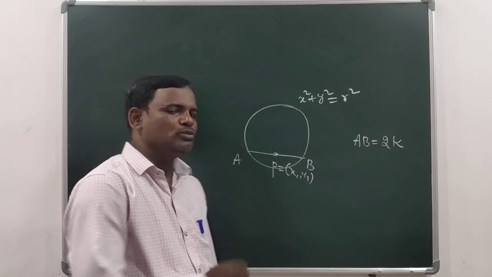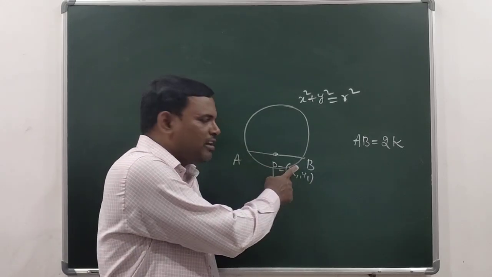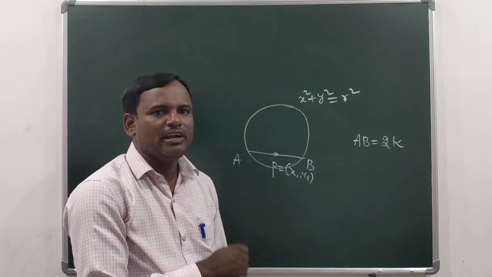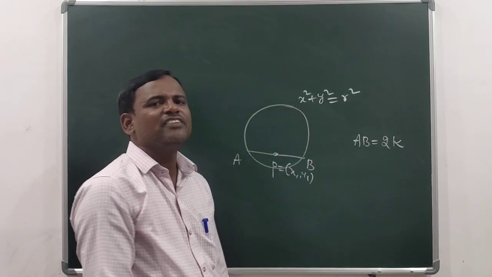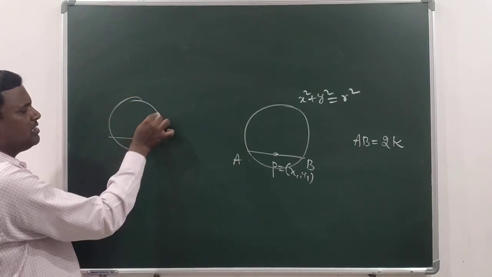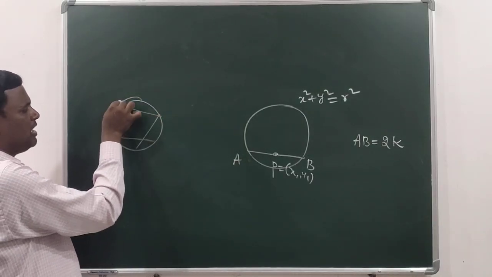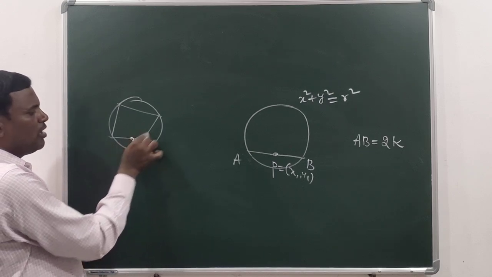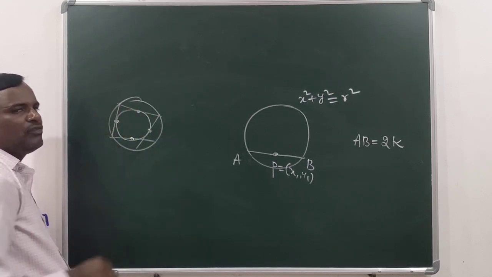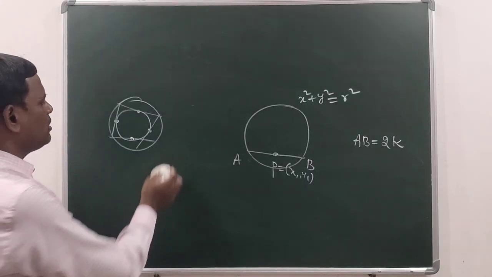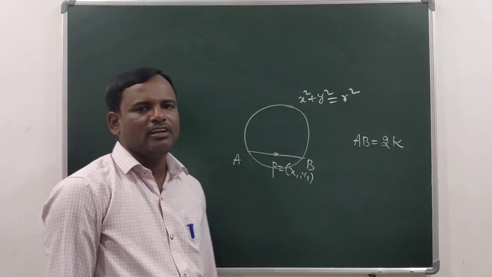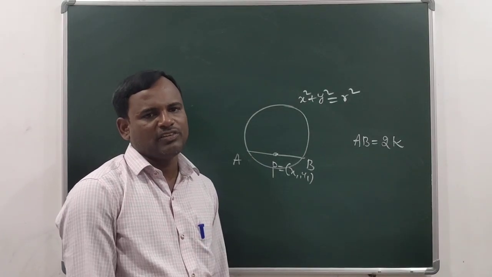So, observe students, here we have taken a chord AB of length 2k. How many such chords can be drawn in this circle? Infinitely many, like the previous one. Each may have 2k length. So identify their midpoints and connect all of them. You will get a circle, no? That circle is also concentric with the given circle. Now, find that locus equation.